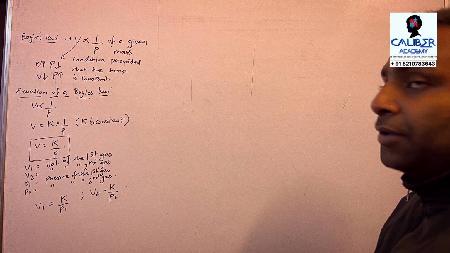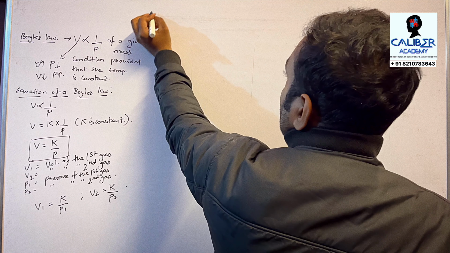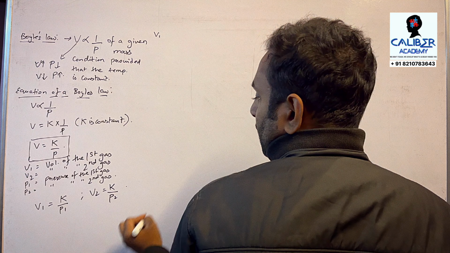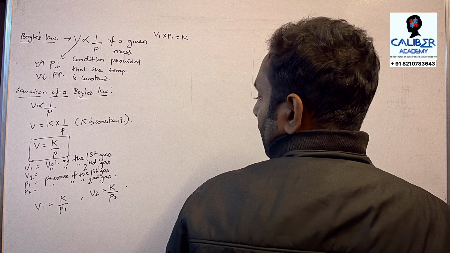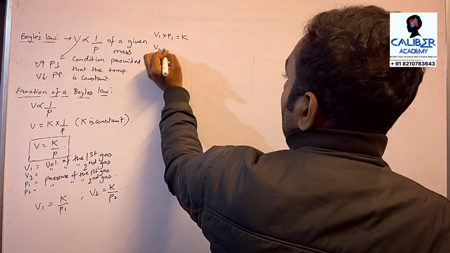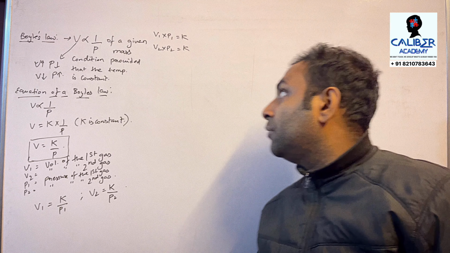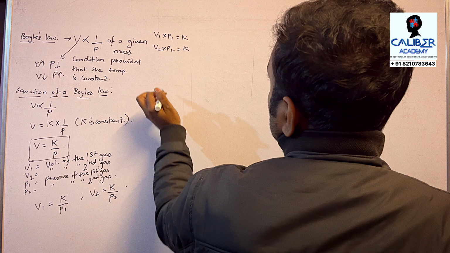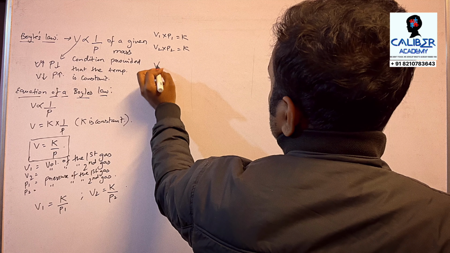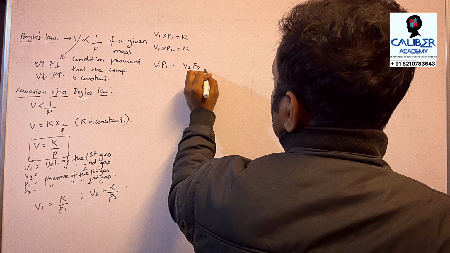Okay, now here V1 is equal to K by P1. We can write V1 into P1 is equal to K, and V2 into P2 is equal to K. That means V2 into P2 is equal to K, and V1 into P1 is also equal to K. Both are equal to K. So we can write that V1 into P1 is equal to V2 into P2.